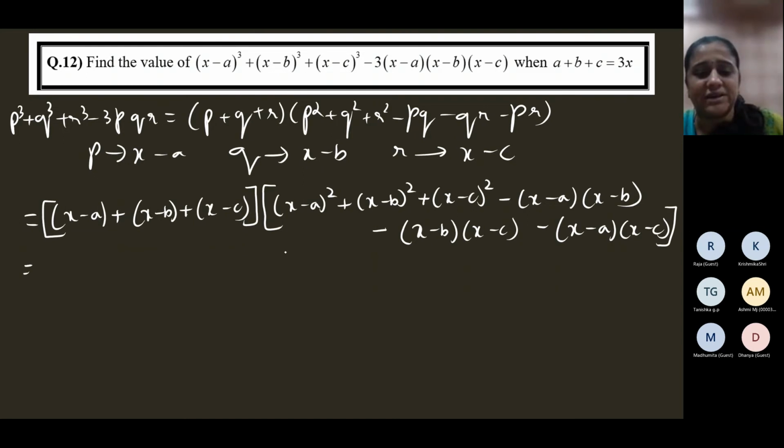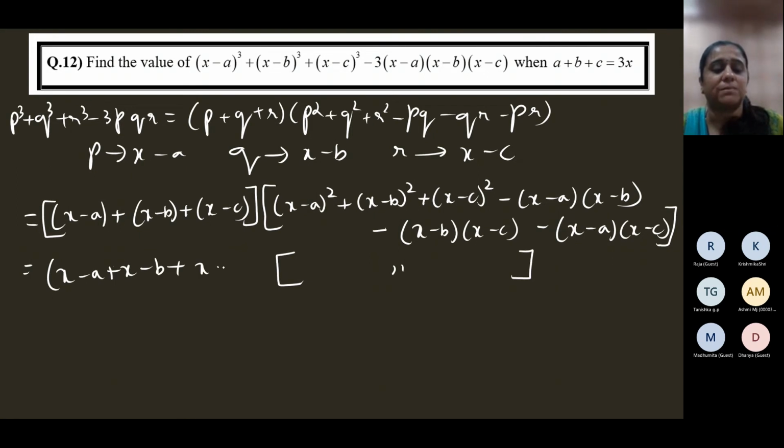Now write the second bracket as it is, children. In the first bracket, what you do, you open the bracket. So you'll get x minus a plus x minus b plus x minus c. The second one will come as it is. Don't expand, don't simplify the second part at all. Now here you will get 3x minus a minus b minus c.